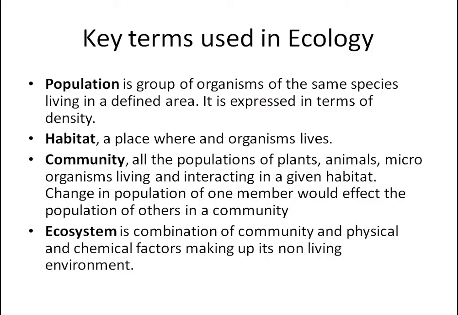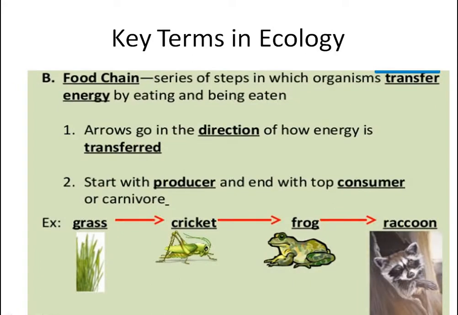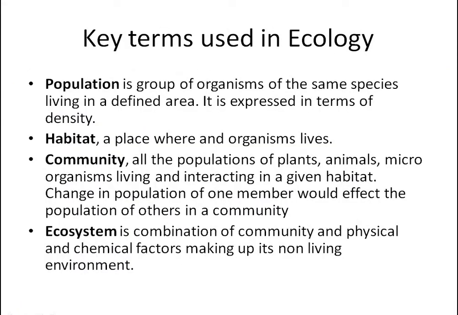Population is defined as a group of organisms of the same species. So you have to take care of this definition, that population refers to organisms of the same species living in a defined area. It is expressed in terms of density. Density means the number of individuals living in a unit area. You define an area and then you tell the number of organisms living in that specified unit area. Then there is habitat. It's a place where an organism lives.